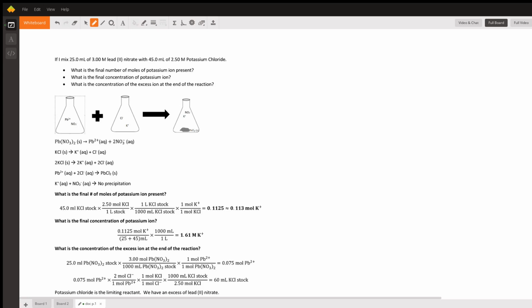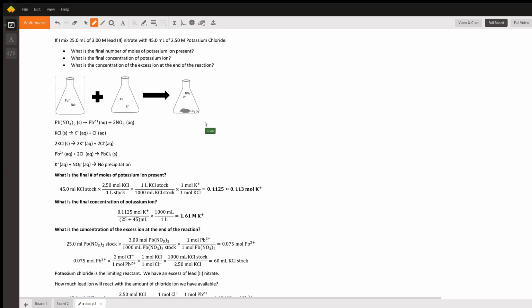So here's a little visual description of what is going on. These are your reactants, and this is the product. Here are the chemical reactions. You should keep in mind your solubility rules.